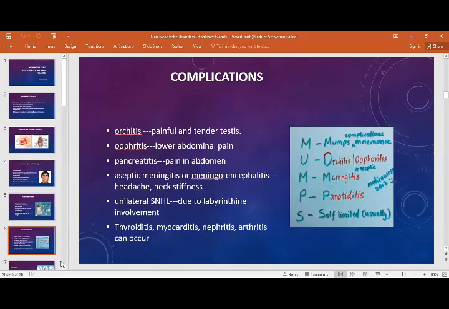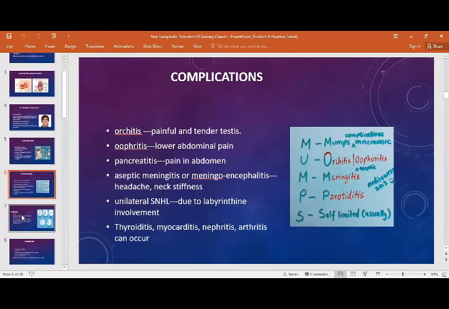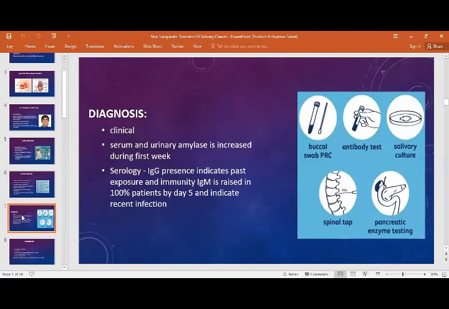The next one is now coming to the diagnosis. How will we diagnose this condition? It is a clinical diagnosis by taking correct history and examination. You can easily diagnose that a patient is having mumps. But in the case of laboratory investigations, if the patient is suffering with pancreatitis, then serum and urinary amylase is increased during the first week. And immunoglobulins are very effective in making the diagnosis of mumps.